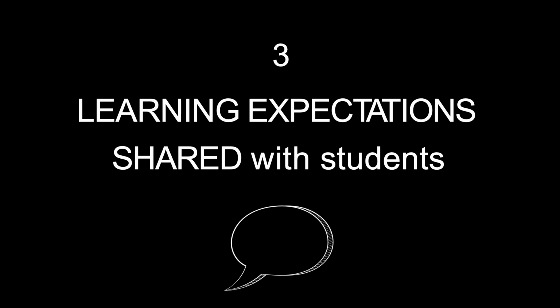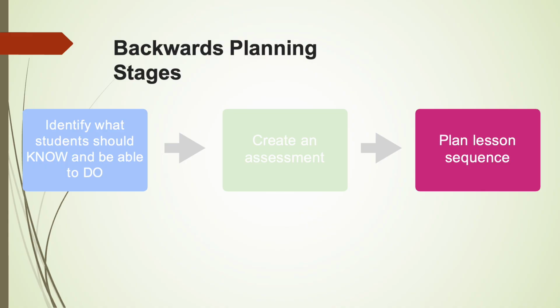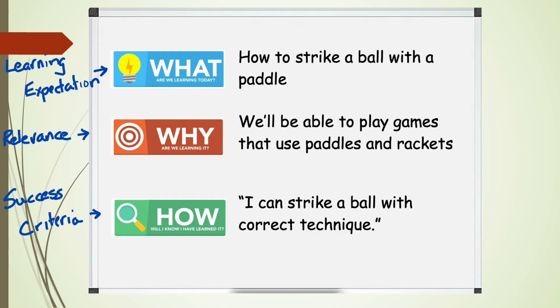So we want to make sure our students know what the learning expectations are. Just like adults, we want to know what's expected of us. Well, students want to know that too. Okay? So now we plan our lesson. Now that you know what you want your students to be able to do and how they will demonstrate their learning, now you get to plan the activities you will introduce so they can practice the skill. You know what you want them to be able to do. You've created that assessment. Now let's plan activities that are aligned with your assessment as well as what you want them to know and be able to do.